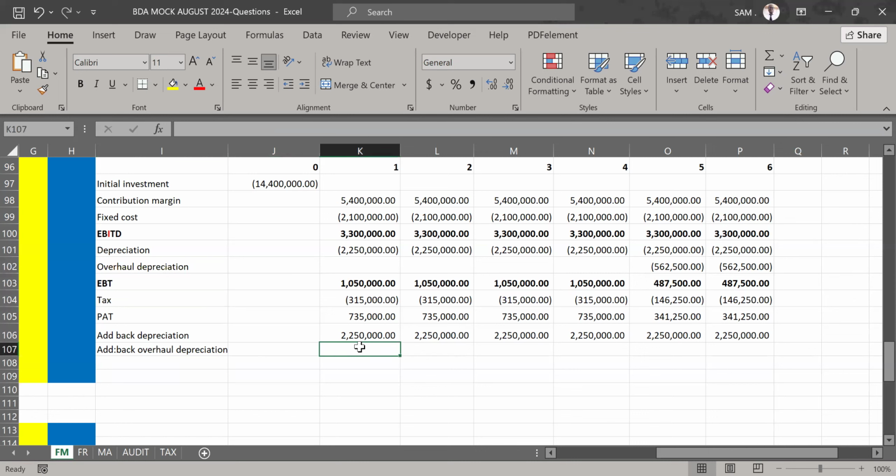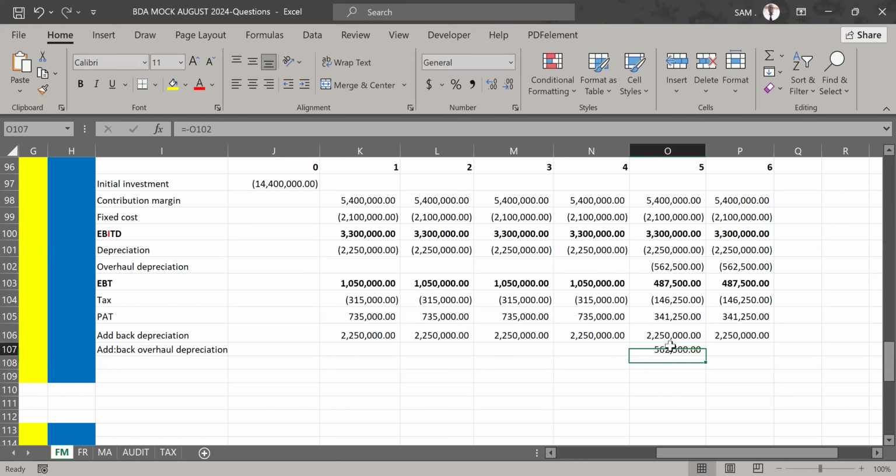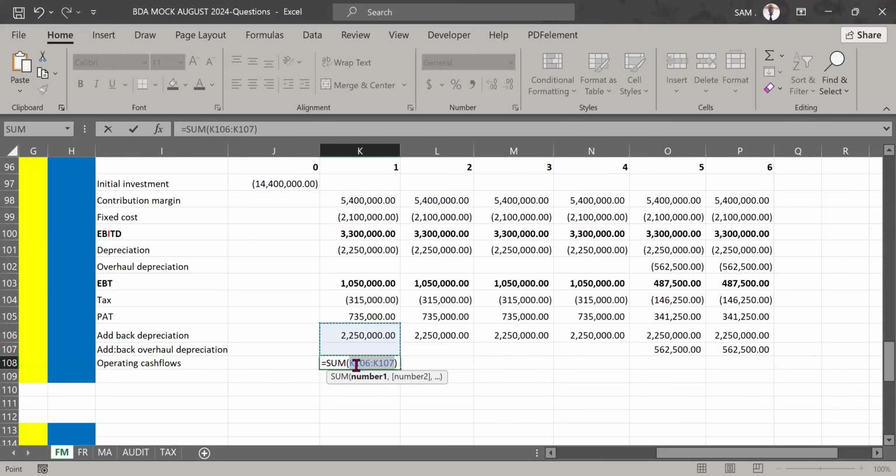And now that's why we are coming here and adding back our two elements of depreciation. The overall depreciation is only in year 5 and in year 6. So we come here in year 5 and I refer to the year 5 one like that. Then I also bring in the year 6. We are adding back, so we are going to get our total operating cash flows, and I will call it operating cash flows. So what is our operating cash flows? Our operating cash flows start from profit after tax. Profit after charging tax, then we add back our two elements of depreciation like that.